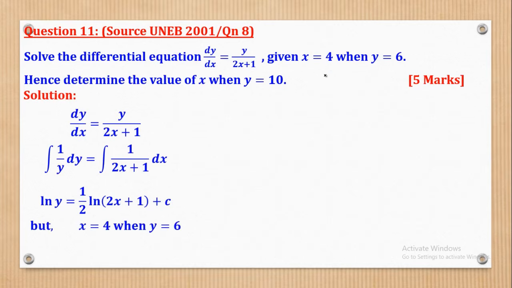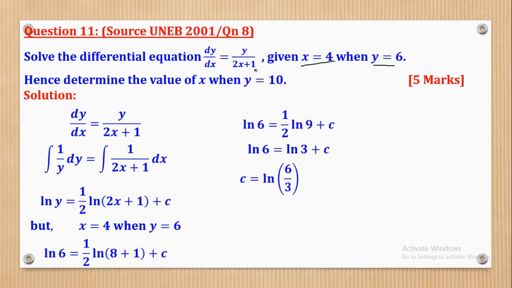But the good thing, I know the initial condition that x is equal to 4 when y is equal to 6. Therefore, I'll use those to come up with the value of c. So I'll come up with c as ln of 2. Therefore, I'll substitute this c in this general solution to come up with a particular solution.